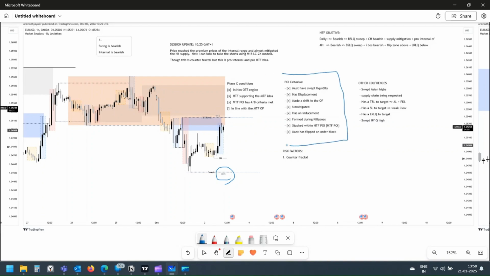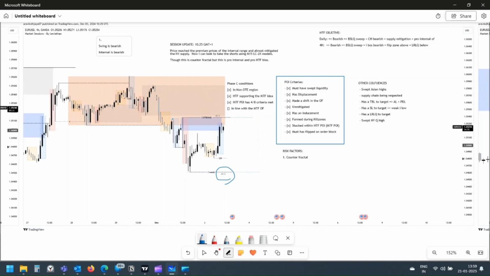Considering those factors, I tried to take shorts, and moreover, this POI was very high probability for me to avoid trading. So this was an 8 out of 8 POI. That happens once in a while, so I was tempted to take trades. This is actually phase C, and the price in the higher time frame is supporting the medium time frame idea, and this POI is very high probability.